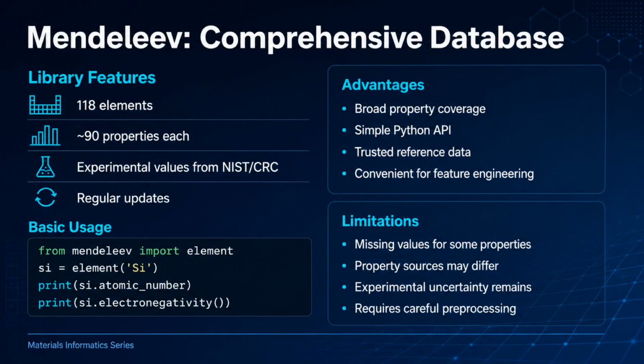The Mendeleev library provides data for all elements with many properties each. Data comes from reliable experimental sources like NIST and the CRC handbook. It's updated regularly. The advantage is high reliability with clear provenance. The limitation is that it doesn't include DFT-calculated values, and some properties are missing for synthetic elements.